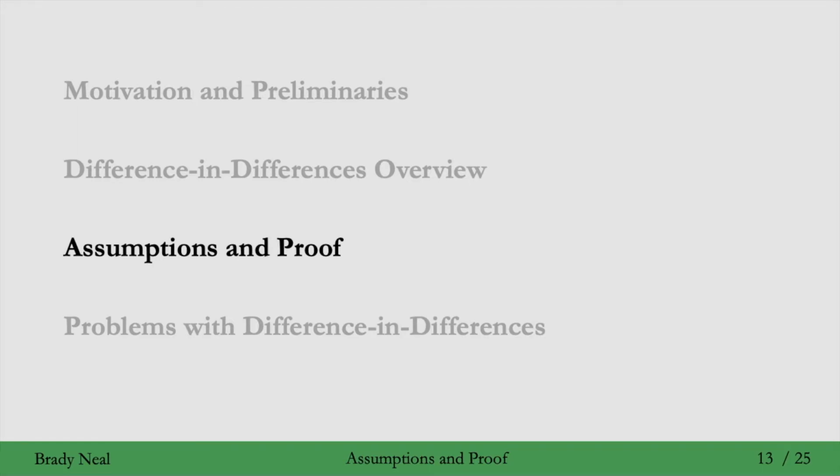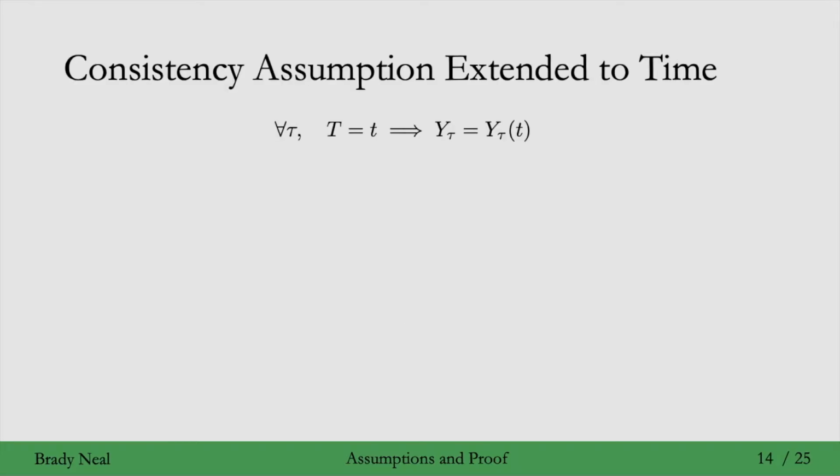We'll now more formally introduce the assumptions that we need for difference and differences, and give the proof to show that difference and differences works, that we can identify the causal effect, the ATT, the average treatment effect on the treated. First, we'll just extend the consistency assumption to the setting where there's time.